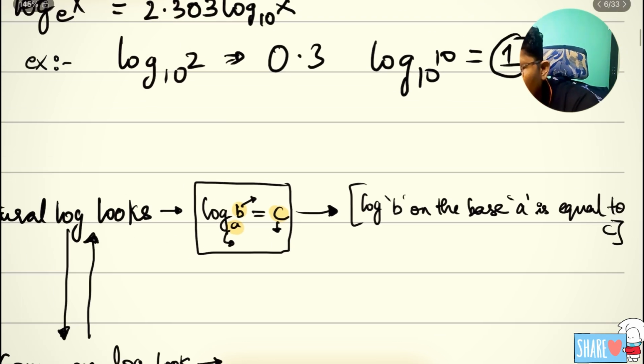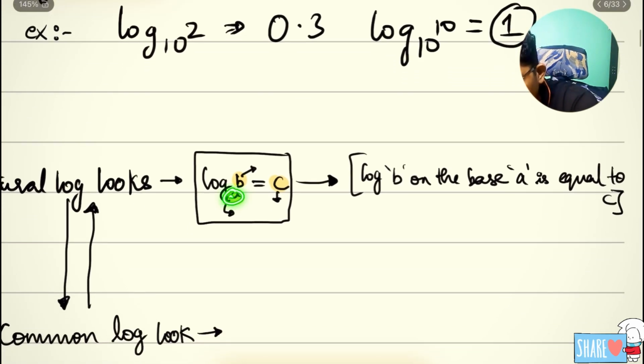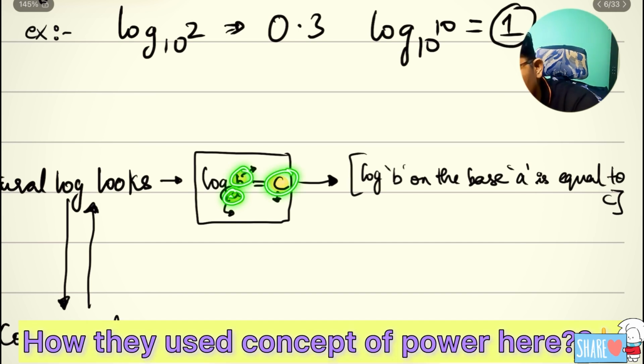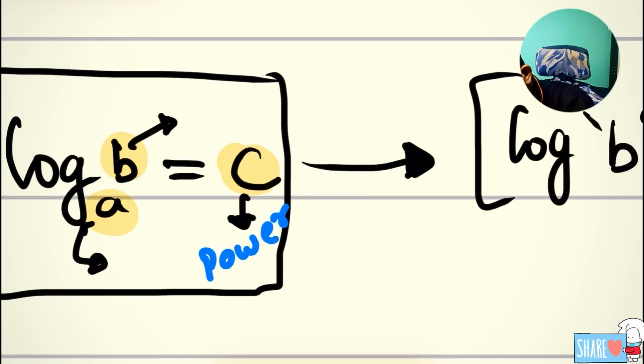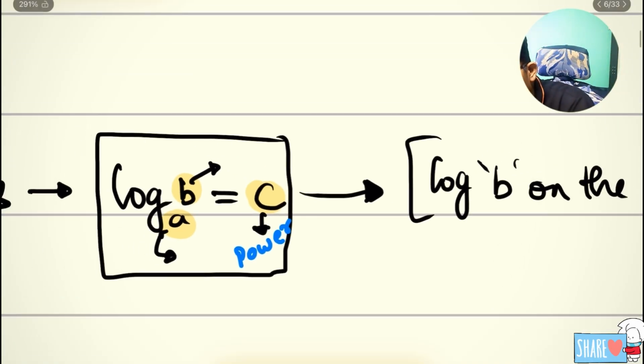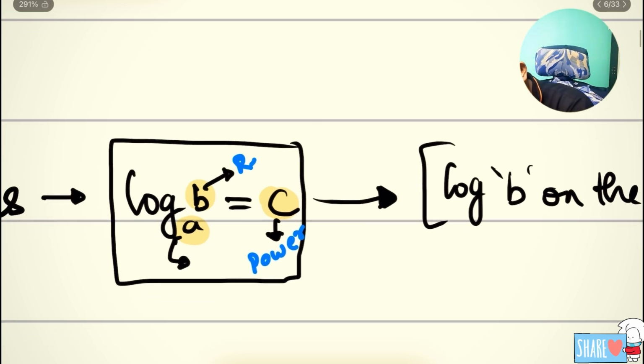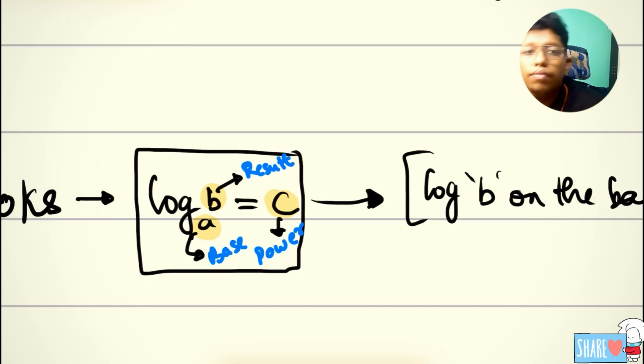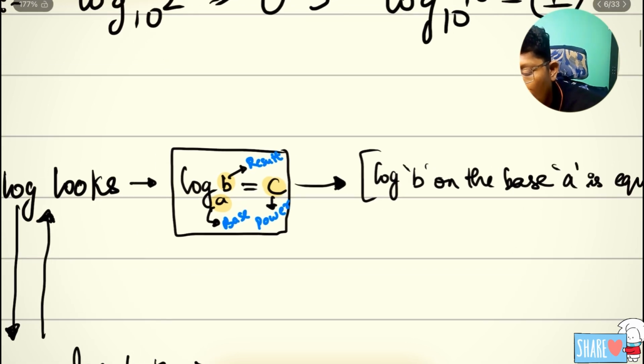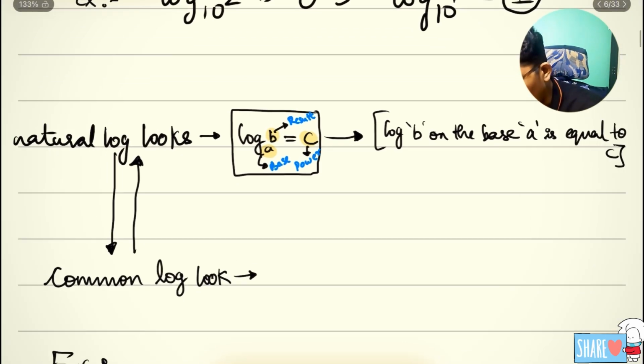If you ask me what is A, what is B, what is C, you can easily answer that. C is the power, very important, it is a power. B is the result, and A is the base. So: result, base, power.